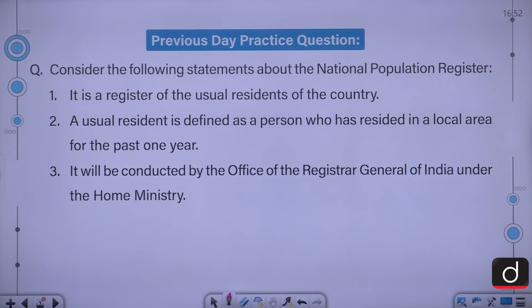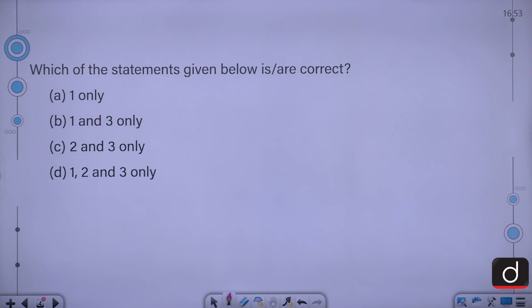Consider the following statements about the National Population Register. One, it is a register of the usual residents of the country. Two, a usual resident is defined as a person who has resided in a local area for the past 1 year. Three, it will be conducted by the Office of the Registrar General of India under the Home Ministry. Which of the statements given below is or are correct? 1 only, 1 and 3 only, 2 and 3 only, 1, 2 and 3 only.